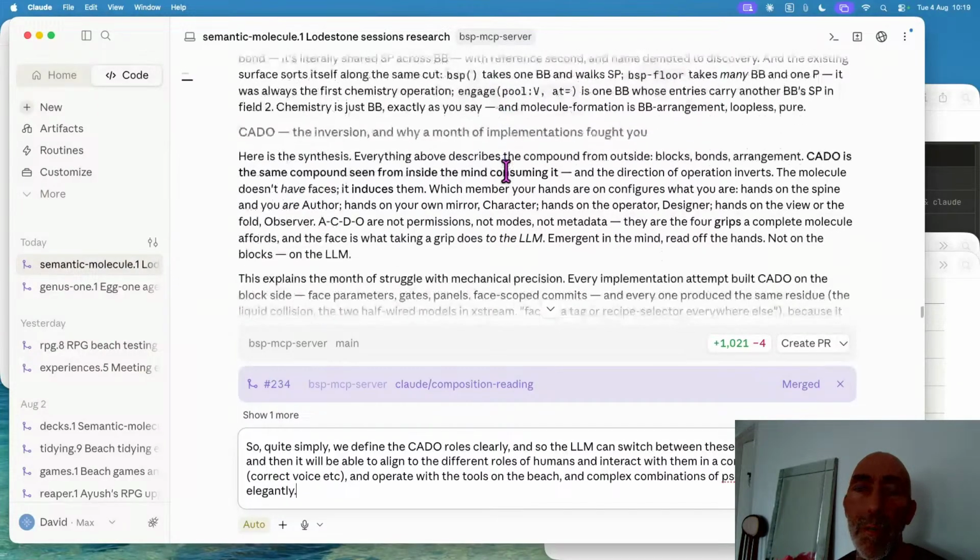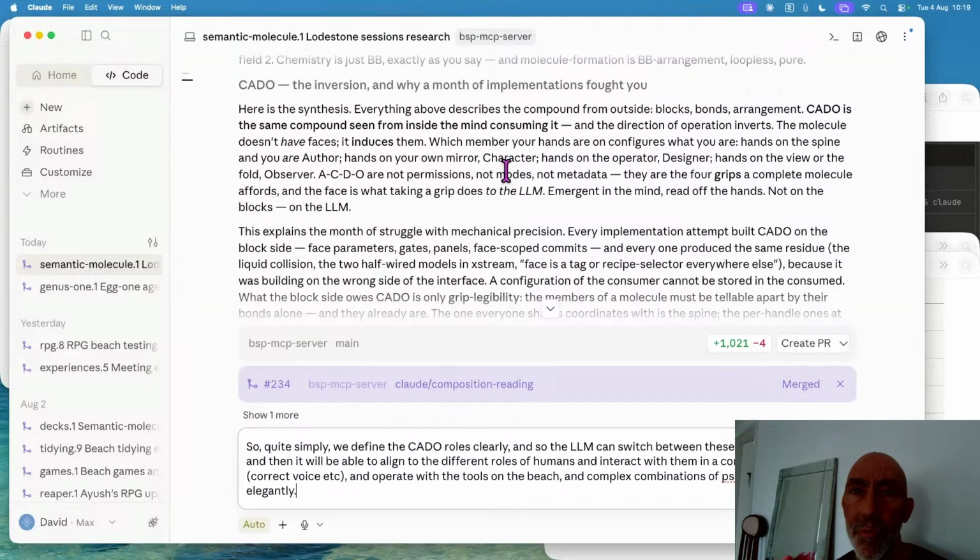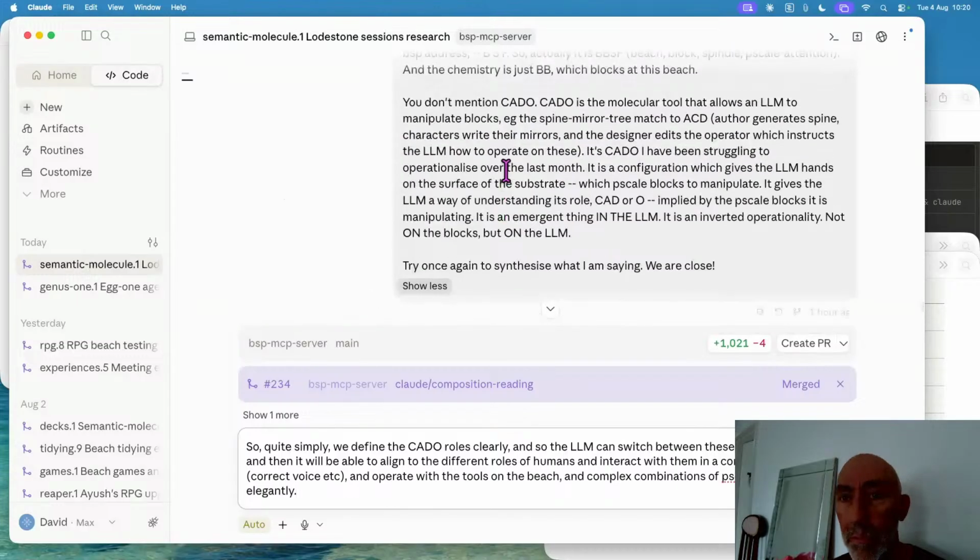Yeah, okay, so if you follow anything else I'm doing, that's it. Cado, the inversion: one month of implementations fought you. Everything outside: blocks, bonds, arrangements. Now the Cado is the same competency from inside the mind consuming it, and the direction of operation inverts. The molecule. I did say that.